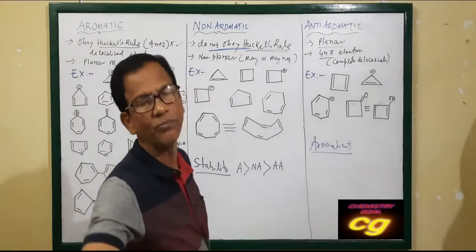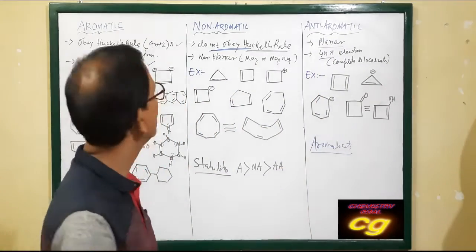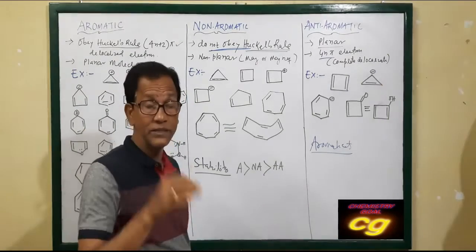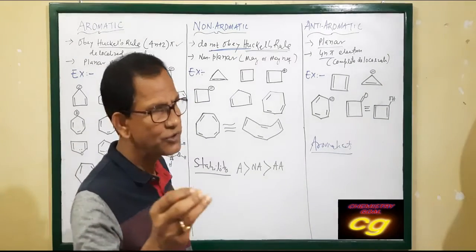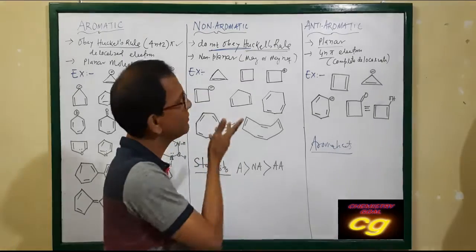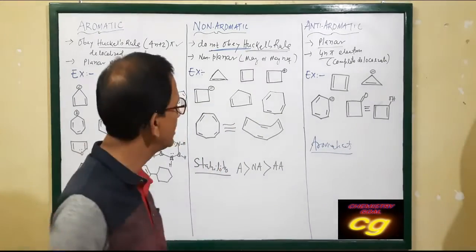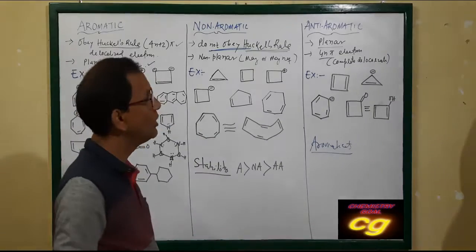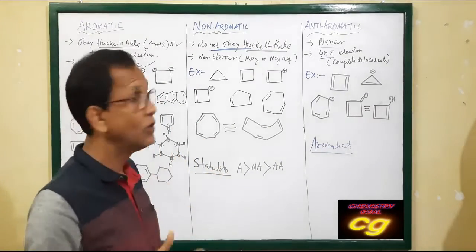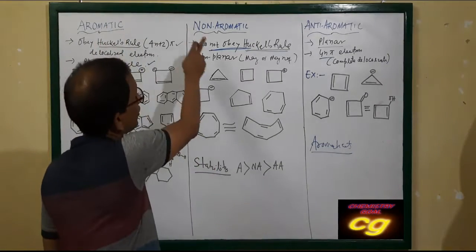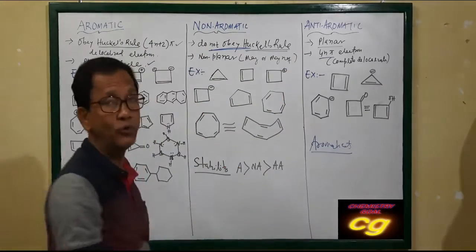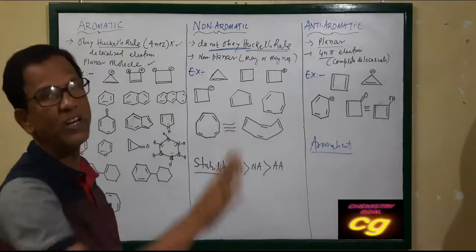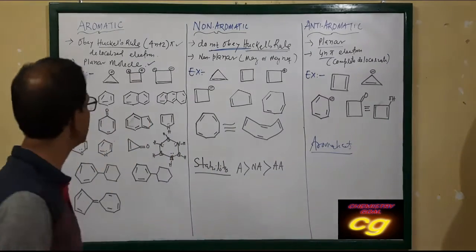Let us discuss some examples of aromatic, non-aromatic and anti-aromatic compounds. These are very important for your competitive examinations like JEE and NEET. This type of question will be asked. You have to count the number of pi electrons, and see whether it is satisfying Huckel's rule or not. So we have to observe which property is satisfied. Let us take the examples.